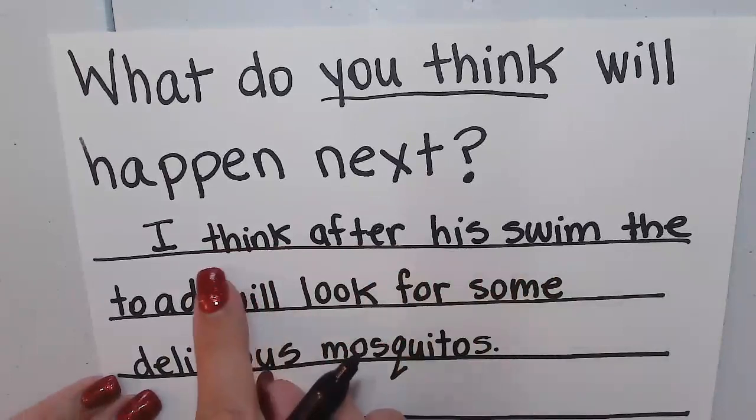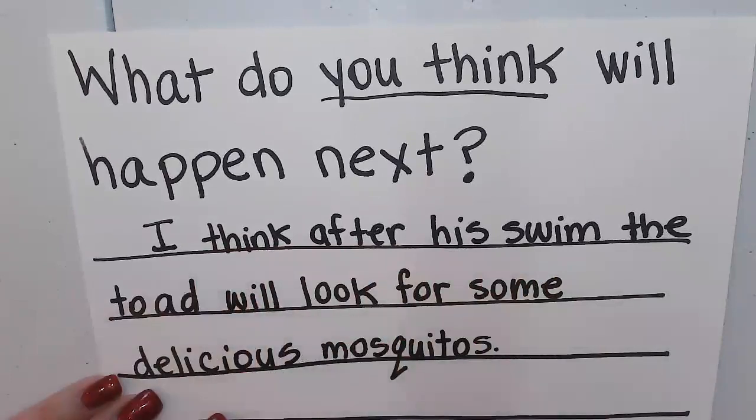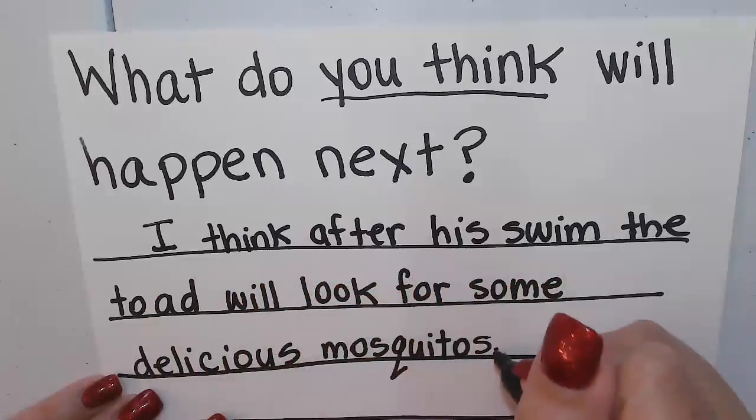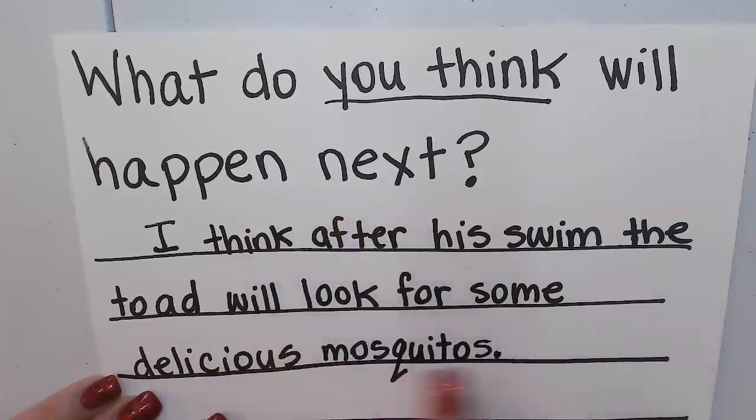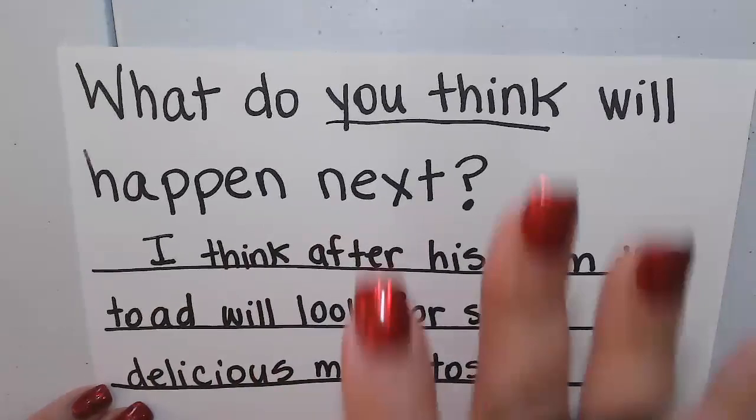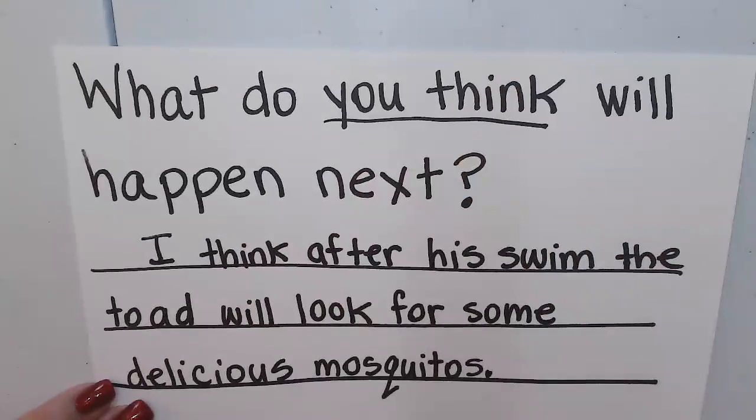I'm going to go ahead and read mine again. Why don't you read this in your head and follow with your eyes while I read it out loud? I think after his swim, the toad will look for some delicious mosquitoes. Okay. I think after his swim, the toad will look for some delicious mosquitoes. Yours should look different than mine. You can have 2 sentences or more if you want. Go ahead and turn this into Google Classroom, or however your teacher wants you to turn it in. Maybe if you're in a live setting, maybe it's in a journal. However you want to turn it in, go ahead and do that.